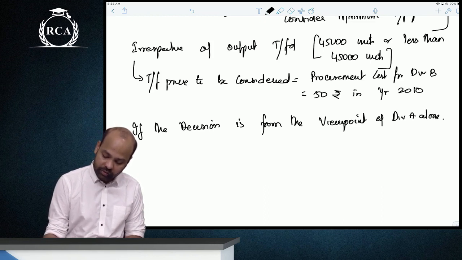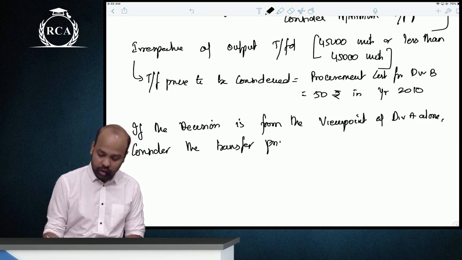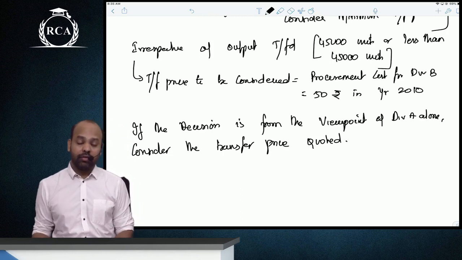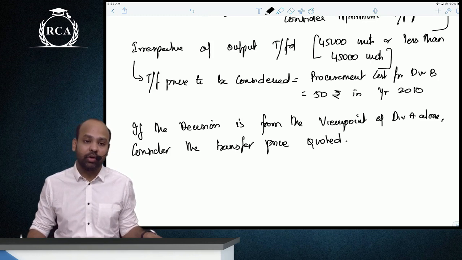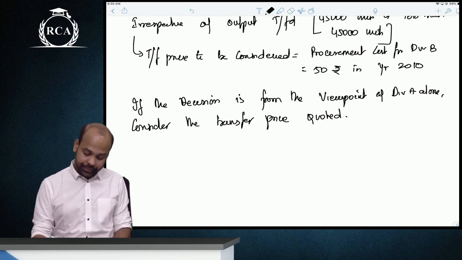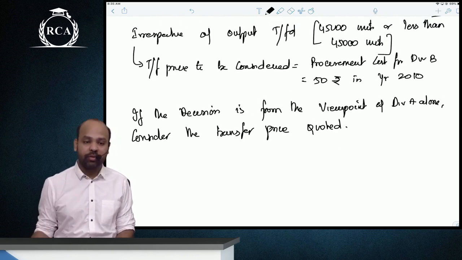consider the transfer prices quoted. Just as we did in the previous question, guys, or we will do for the year 2011. Consider the transfer price quoted, guys. So if it is 45,000 units entirely, beta, you will take 50 rupees. Less than 45,000 units, you will take 45 rupees. So that is what if the decision is from the viewpoint of division A alone.